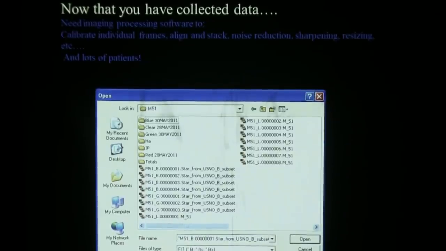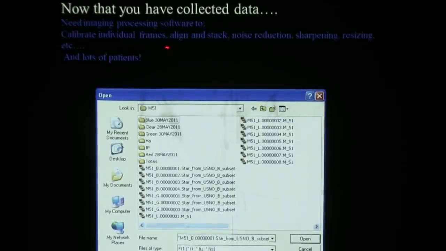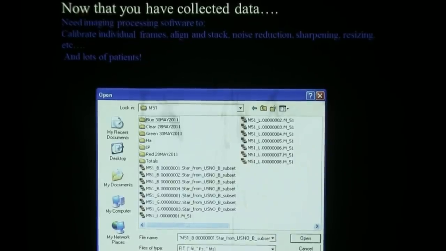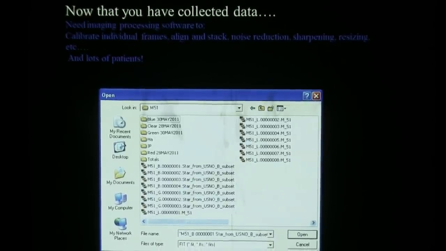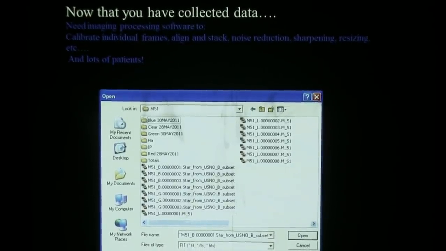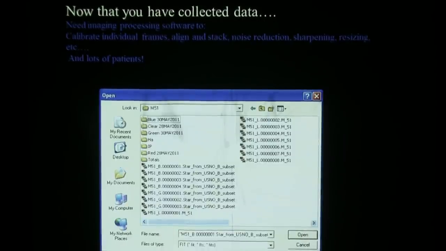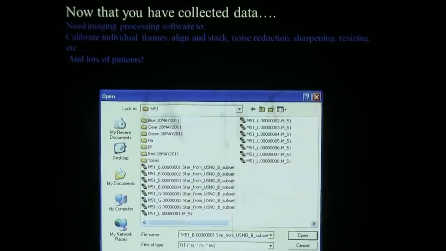So you have all this data here, and you need imaging software to process it. Because you have to calibrate the individual frames because they're full of noise, which you're going to see soon. You want to align them, stack them, apply noise reduction, sharpening, resizing, etc. Does a lot of work. Again, it's a far cry from that click.